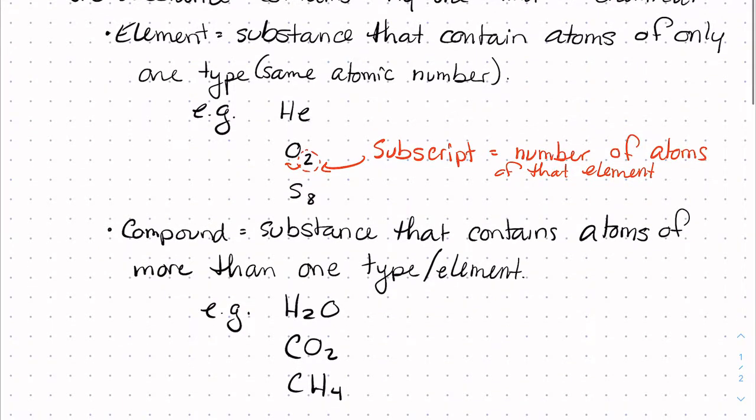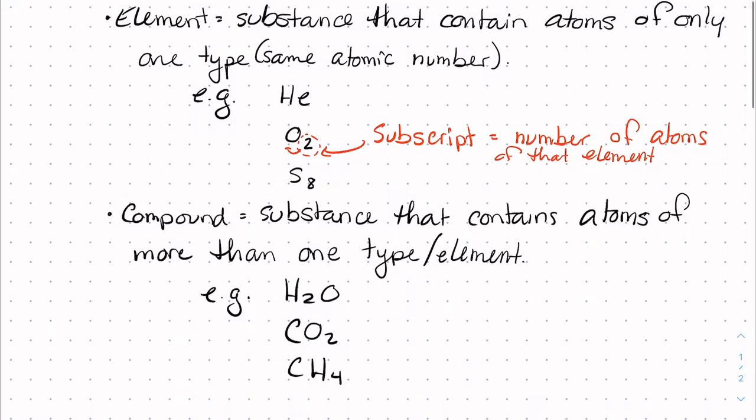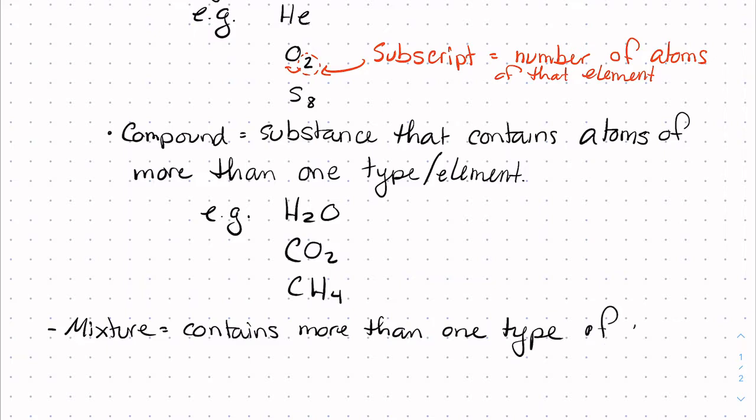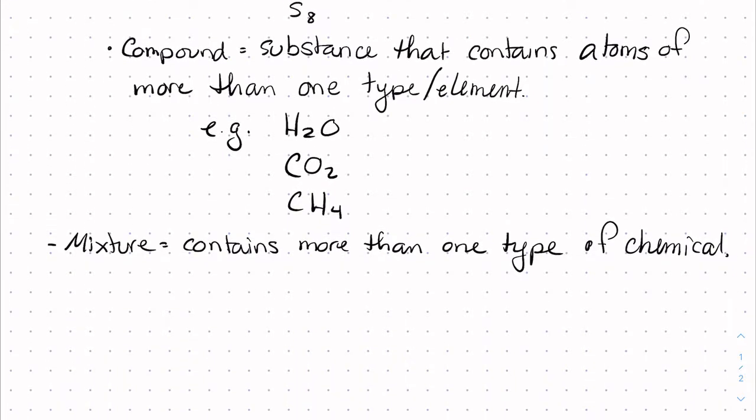If something is not a pure substance, if it contains more than one kind of chemical, we refer to that as a mixture. So a mixture is anything that contains more than one kind of chemical. It can be elements, it can be compounds, it can be some of each. And once again, we have a couple different kinds of mixtures to be aware of. We have homogeneous and we have heterogeneous mixtures.